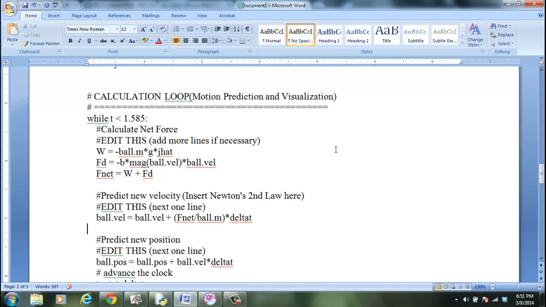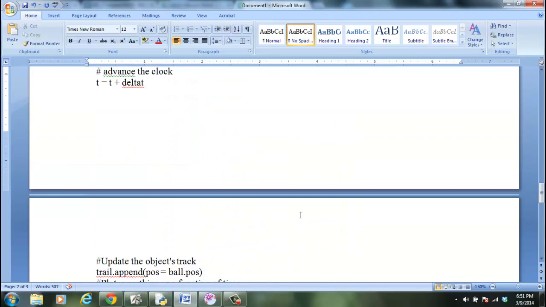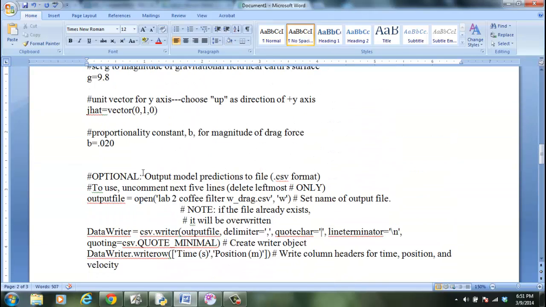I did measure the mass of the coffee filter. It was about 27 grams, which made it 0.0027 kilograms. This is where I inserted the code for the weight force and for the drag force. And then for the net force, we just simply added the weight force plus the drag force. In the code, we have the constant of proportionality here, and we'll talk about that in a second.